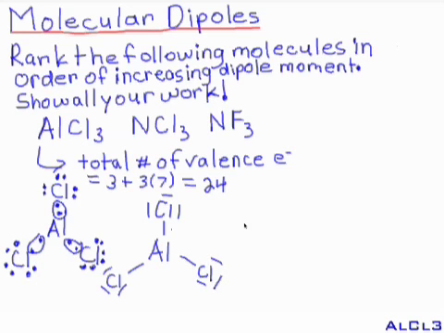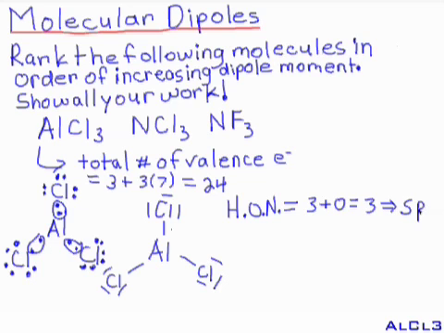So I need to know the shape of the central atom. In order to do that, I need the hybridization, so I need the hybrid orbital number. The hybrid orbital number for aluminum is the total number of atoms plus lone pairs. And aluminum has 3 atoms, 0 lone pairs, so hybrid orbital number is 3. And that gives me a hybridization of sp squared.